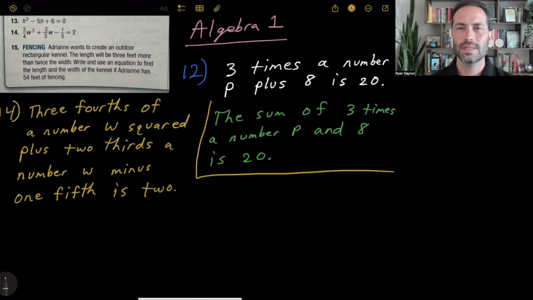Notice how I didn't say the quantity of this or that. That means we just have to do everything in order from left to right. So I'm adding first, then I'm subtracting.